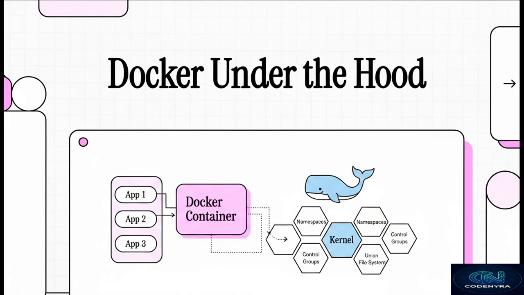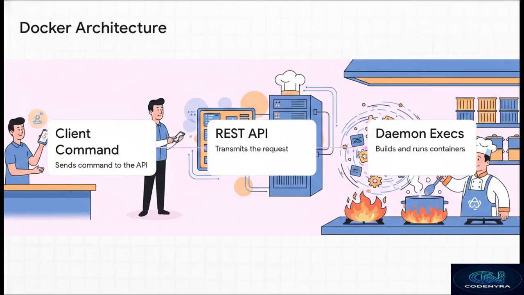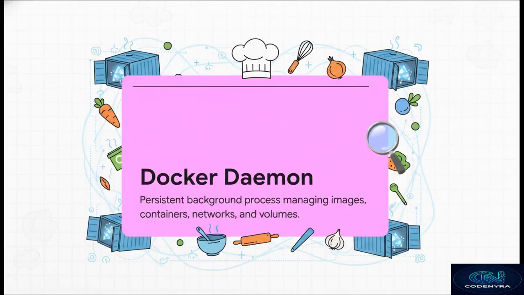Let's pop the hood and see how Docker actually operates beneath the surface. Sure, you know it runs your apps, but what literally happens the second you type a command? Picture a restaurant. Your client places the order, the REST API plays waiter, and the daemon actually cooks it. That Docker daemon is the head chef. It does all the heavy lifting to build and run your containers.